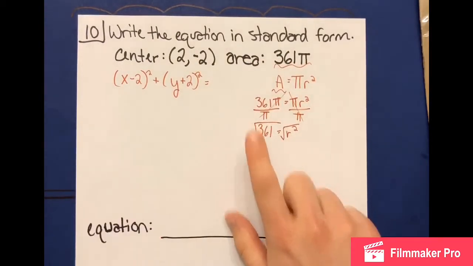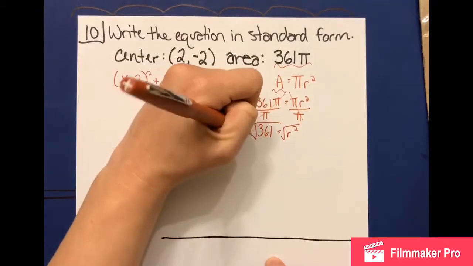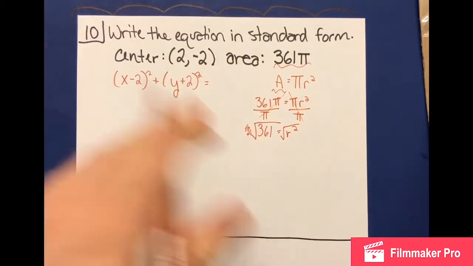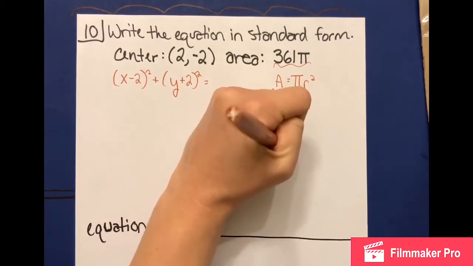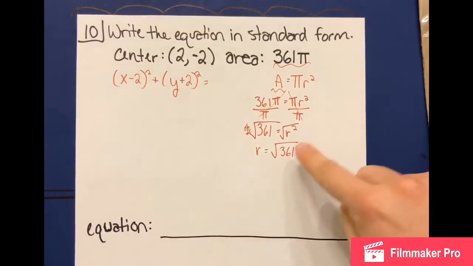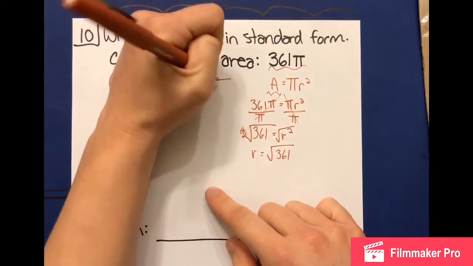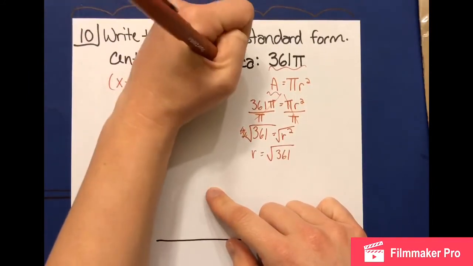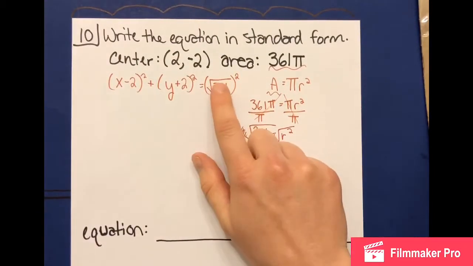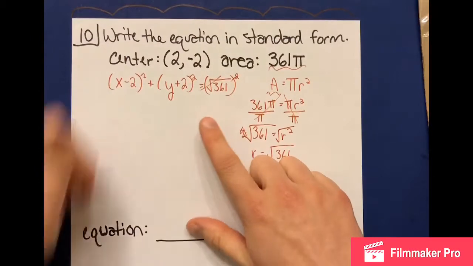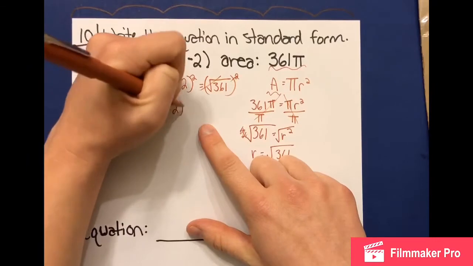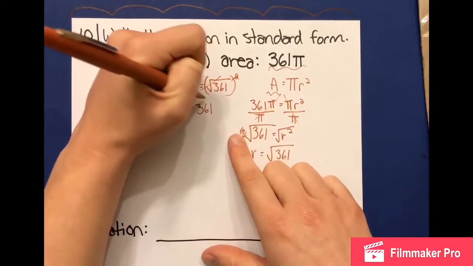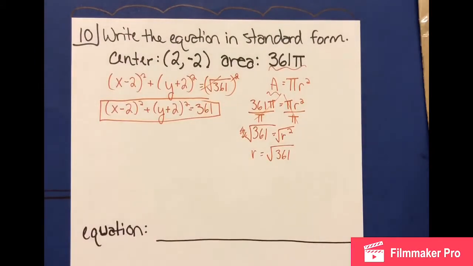Don't worry about the negative version of it. I know normally we think, okay, plus or minus. Doesn't work. For right now, we're just talking about length. We want just the positive. So the square root of 361, which I'm just going to leave right now as the square root of 361. Here's why. That's my radius. Let's just plug it in. If I leave it with the square root, those two cancel out. I have x minus 2 squared plus y plus 2 squared equals 361. That's my answer there.